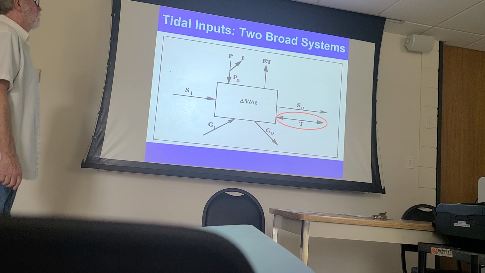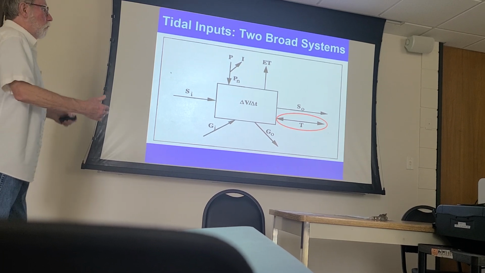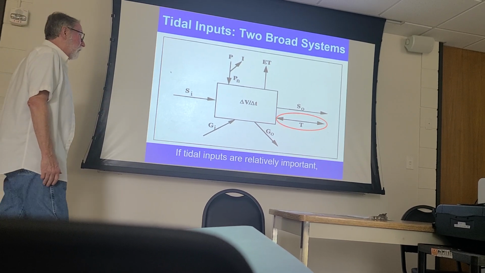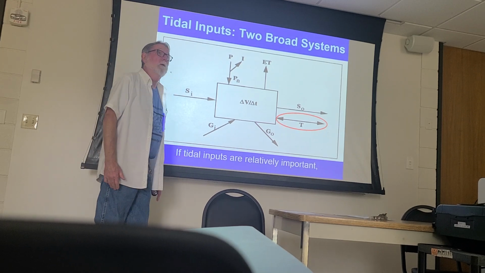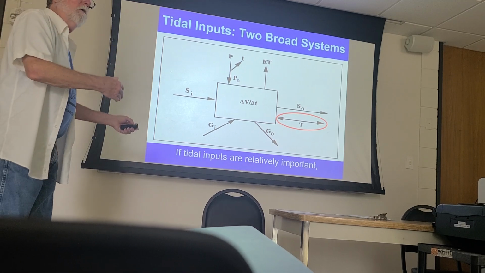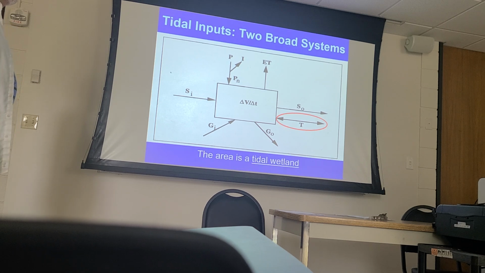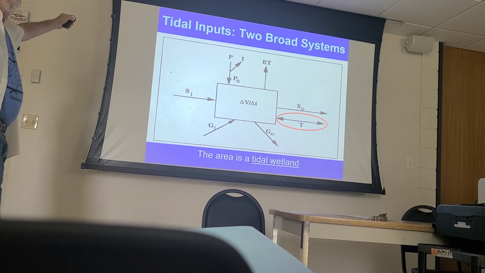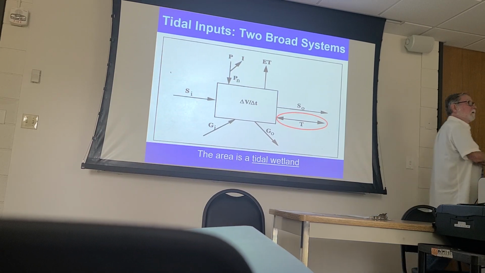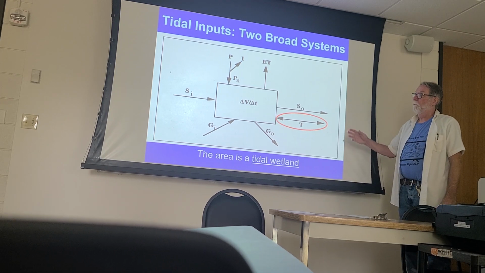Okay. So there's tidal inputs. There's two broad systems in the world. So you have a wetland that has tidal flow. So this isn't anything around here. Okay. If tidal flows are relatively important, if this frequency of water coming in and out is very, very important, you're in a special kind of wetland called, you ready for this name? It's called a tidal wetland. Oh, okay, makes sense. So if this becomes an important flow, you're a tidal wetland. There are no tidal wetlands in Tennessee. Okay, we don't have any tidal wetlands. So I'm not going to spend a lot of time with that.